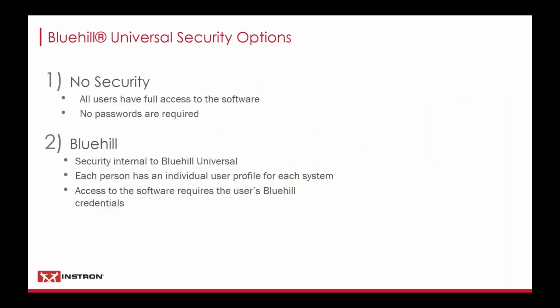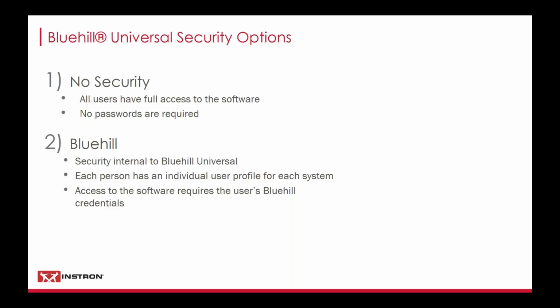Now let's go into more detail about the security types. This is probably obvious, but I just wanted to make sure it is clear to everyone listening. The security function can be enabled or disabled in the software. However, once enabled, only the system administrators can turn the security off. So if security is turned off, Bluehill will not require a username or password to log into the software, and all users will have full access to the software.